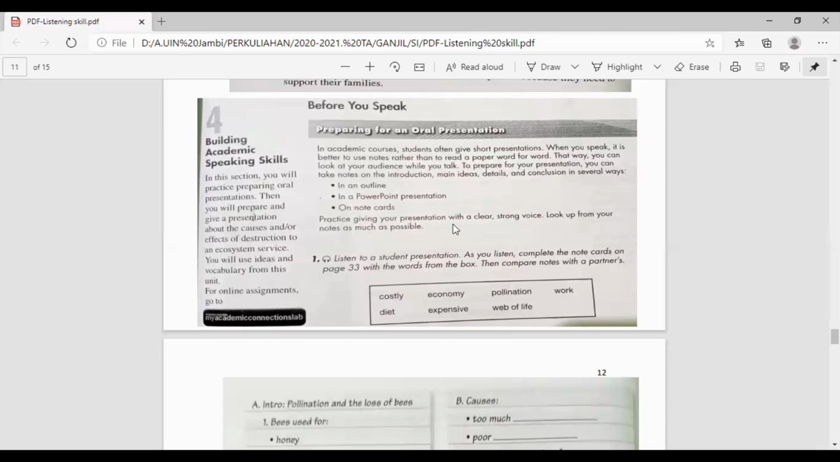Practice giving information and practice giving your presentation with a clear, strong voice, and then look up from your notes as much as possible. Okay. So don't read your paper later on.